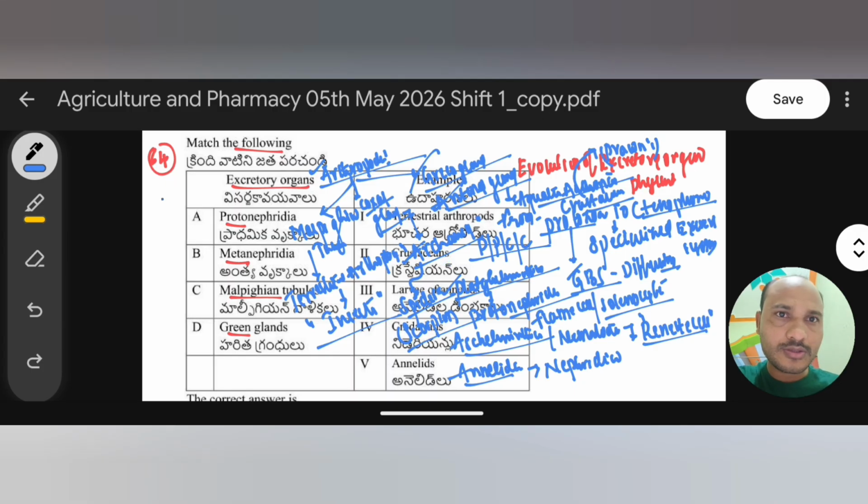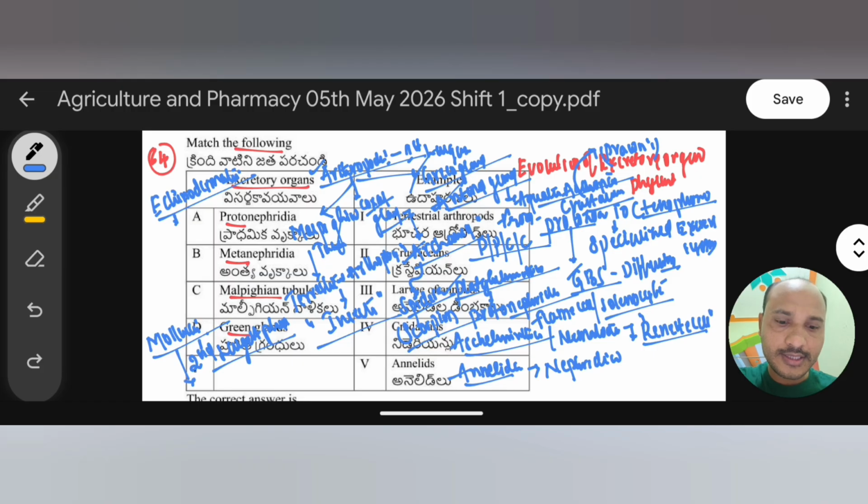Now after arthropoda we have the phylum called Echinodermata. Sorry, not Echinodermata. Okay, we will discuss. After arthropoda we have mollusca. Here I am writing mollusca phylum. The mollusca phylum is the second largest phylum in the animal kingdom, but arthropoda is the first largest phylum, remember. In mollusca, the organs of Bojanus are the excretory organ.